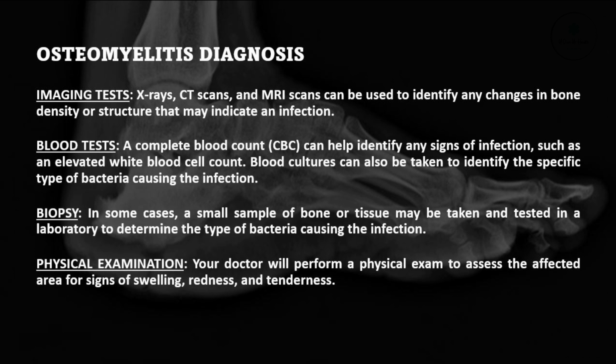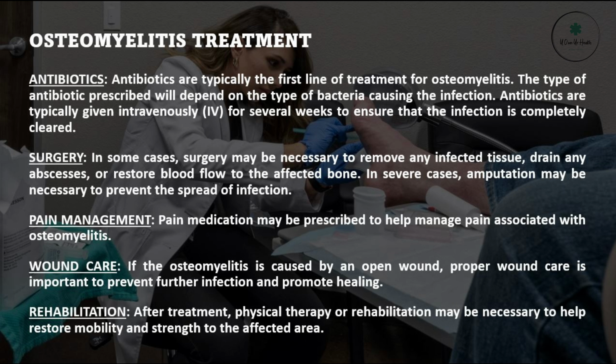Blood tests. A complete blood count (CBC) can help identify any signs of infection, such as an elevated white blood cell count. Blood cultures can also be taken to identify the specific type of bacteria causing the infection. Biopsy. In some cases, a small sample of bone or tissue may be taken and tested in a laboratory to determine the type of bacteria causing the infection. Physical examination. Your doctor will perform a physical exam to assess the affected area for signs of swelling, redness, and tenderness.